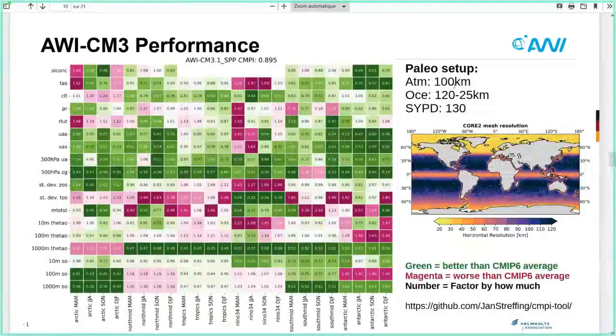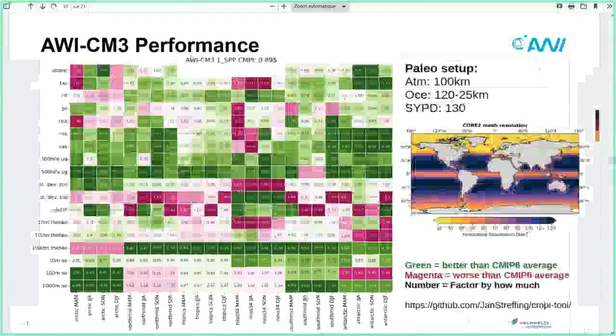So we have a 100-kilometer atmosphere. The ocean, you can see here, it has a different resolution and different latitudes and a little bit higher along the coastlines, but that's it. And it's about 130 simulated years per day with this model, which we are hoping to use for sort of longer millennial scale or so on paleoclimate applications.